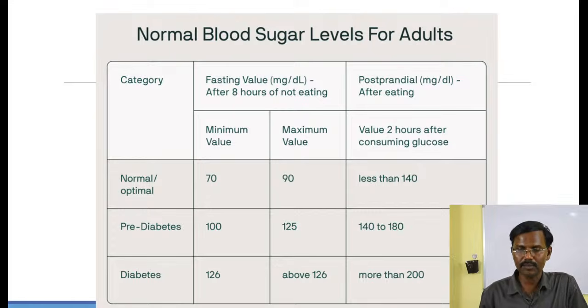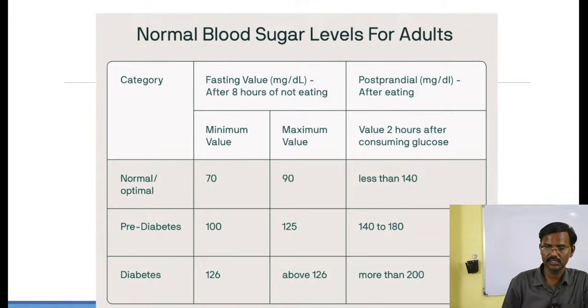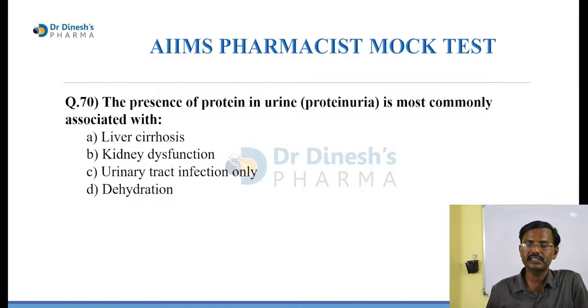70 to 90 is normal, and pre-diabetic is 100 to 125. Remember, this is very, very important, and diabetes means above 126, right? So these are the different ranges of blood glucose levels.